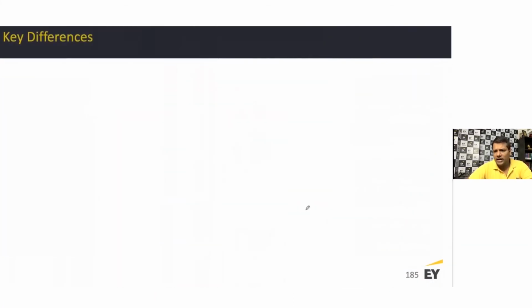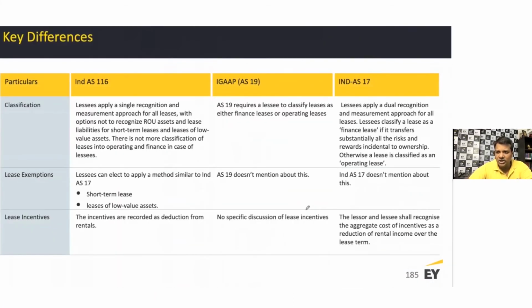Then you look at classification, a substantial change from a classification perspective. It's a single recognition model from a lessee perspective under Ind AS. Under AS 19, it continues to be finance lease and operating lease. For lease exemption, we have here some exemption for short-term leases and for low value items. We don't have such exemption under AS 19.